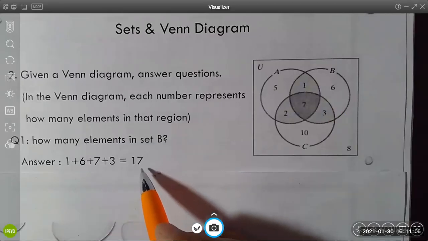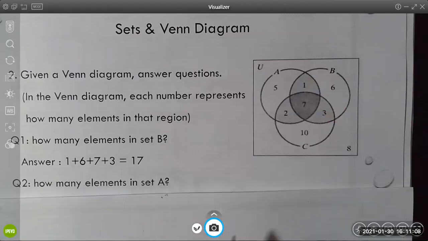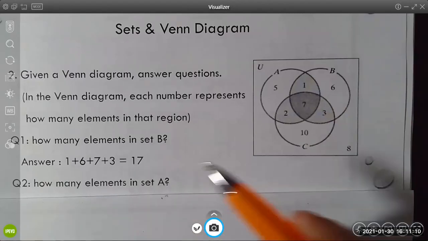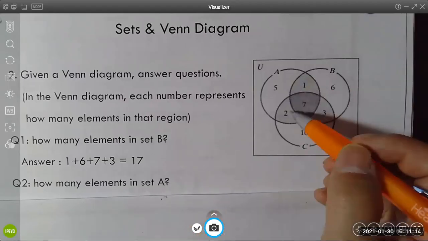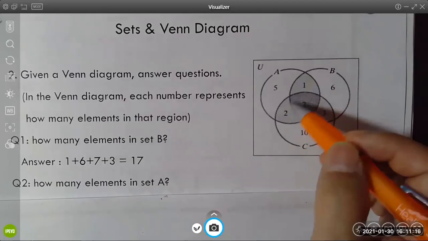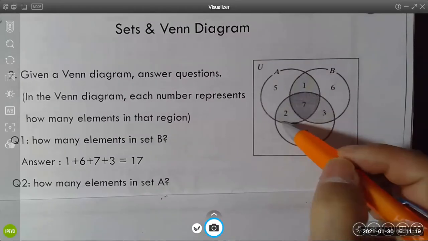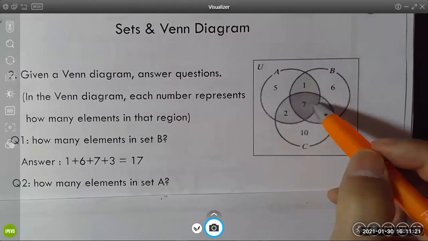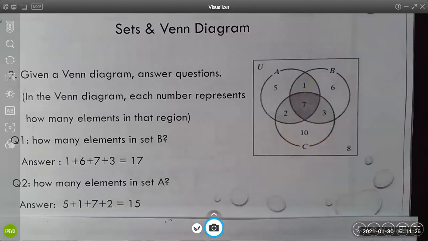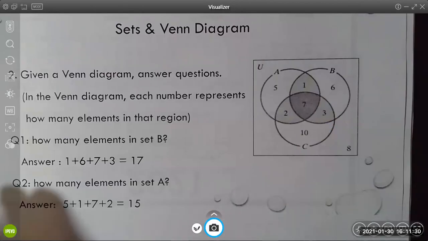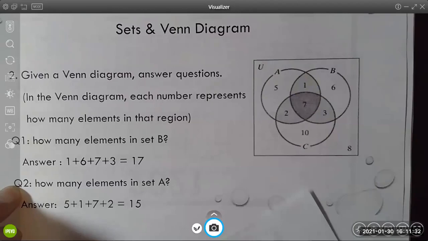So this is straightforward. Now, how many elements are in set A? Basically, this is the same question, just a different set, right? So we add all of the numbers of elements in different regions together because they all belong to set A. So this is a 7, another 7, that's 14, 15. So 15. Add them all together. Just remember, for this particular example, those numbers represent how many elements are in those regions.